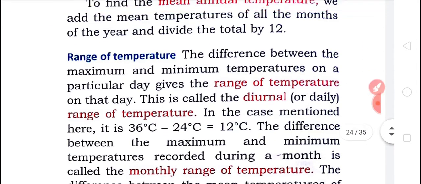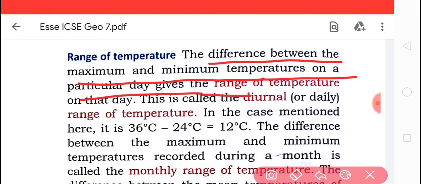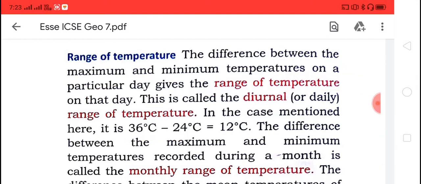Range of temperature. The difference between the maximum and minimum temperature of a particular day gives the range of temperature. That is, the difference between the maximum and the minimum temperature is called the range of temperature of the day. That is 36 degrees minus 24 degrees, we get the difference.